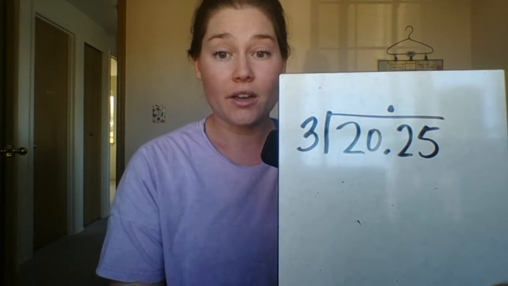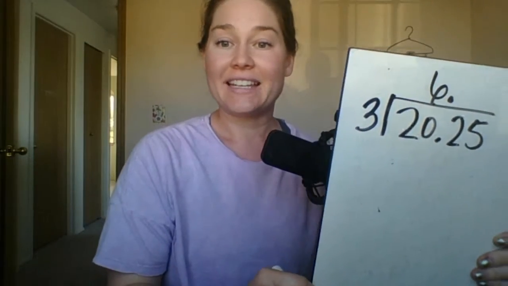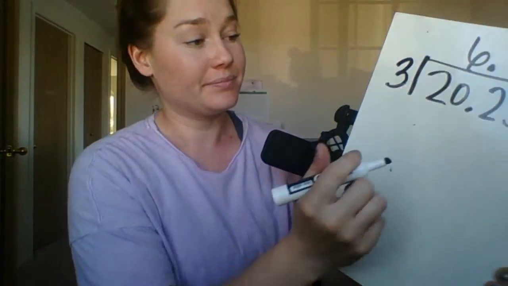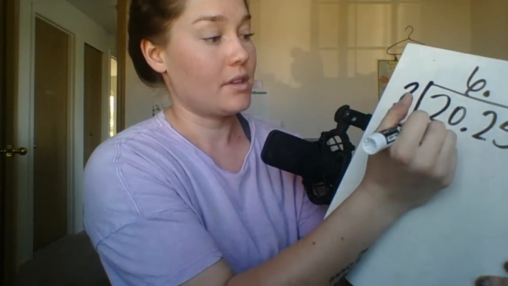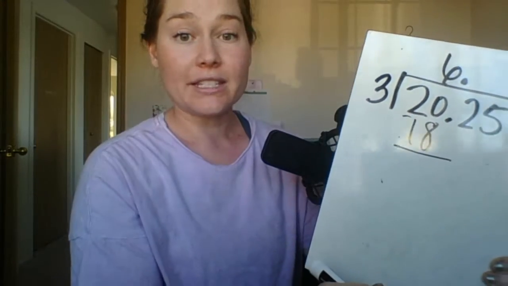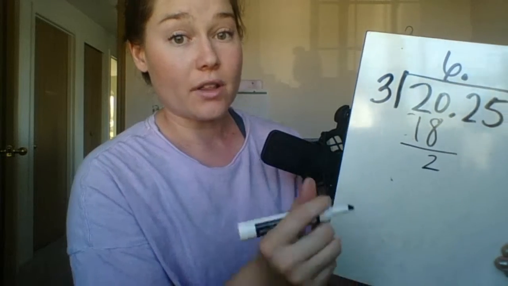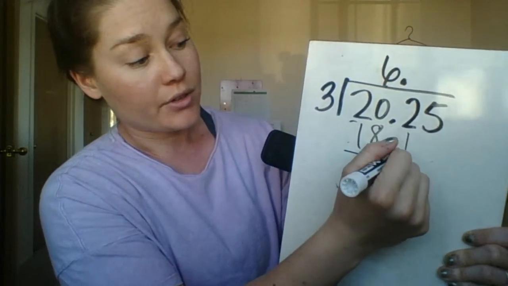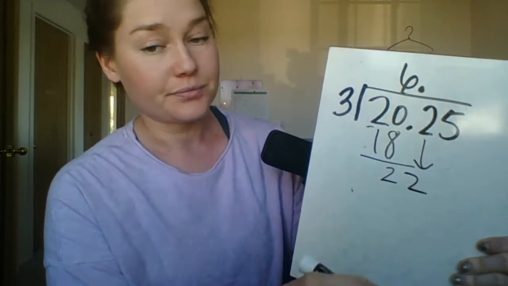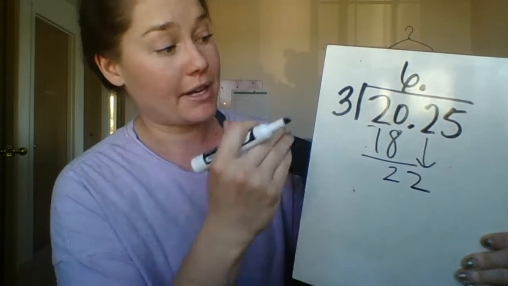So 3 goes into 20. 3 can go into 20 6 times. 6 times 3 is 18. 20 minus 18 is 2. So now we're going to follow our same steps for division and bring down that 2. Now I have 22 divided by 3.